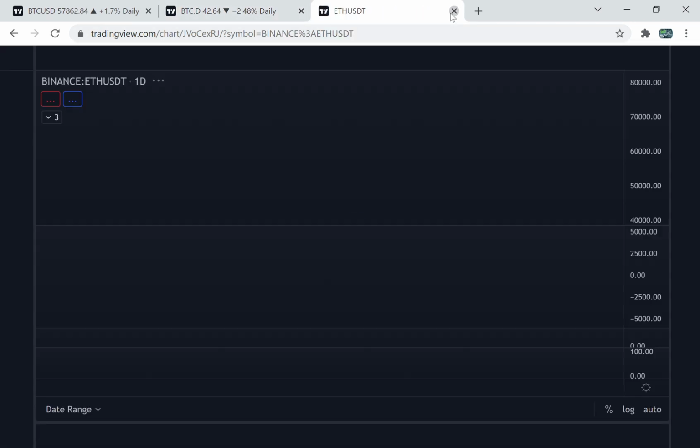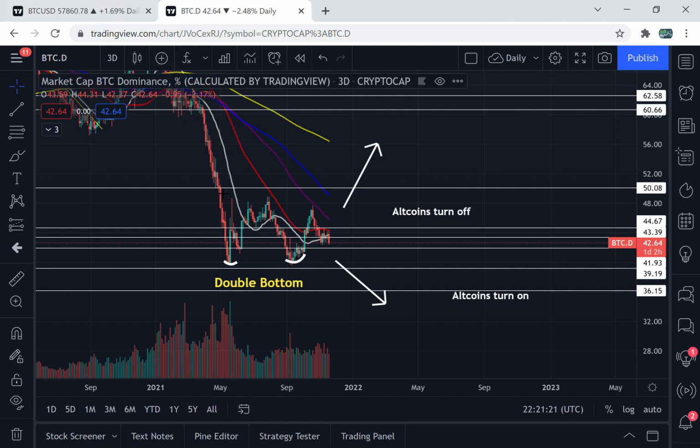So that's kind of what I'm looking at now with everything, and that's the current state of the market.